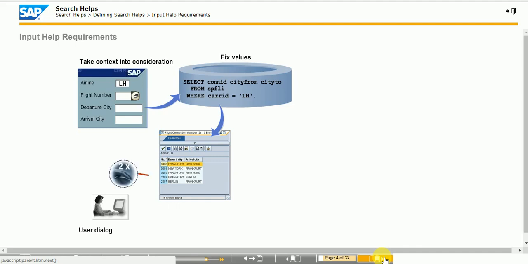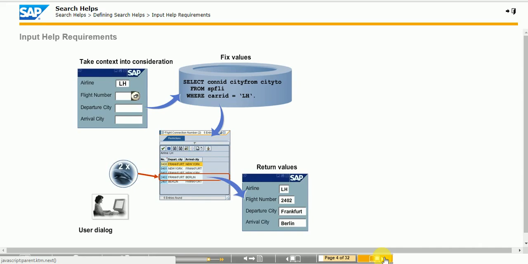If the user selects a value, the input help must return the value to the search field. The input template often contains more fields, often only display fields containing further explanatory information about the search field. The input help should also update the contents of these fields in this case.